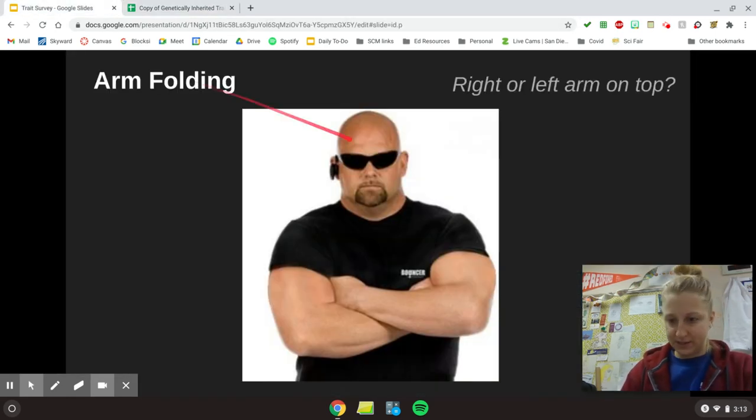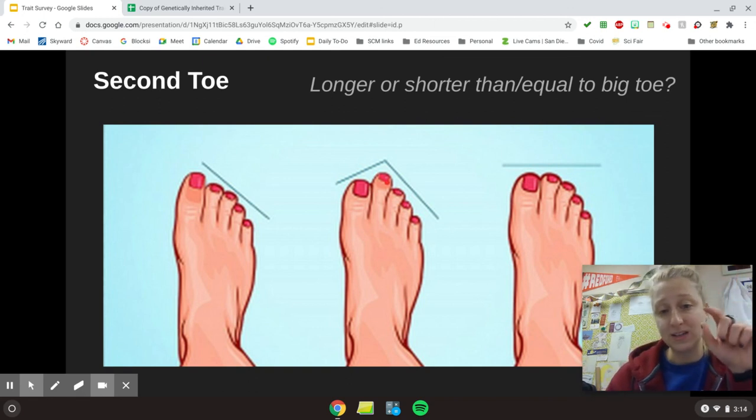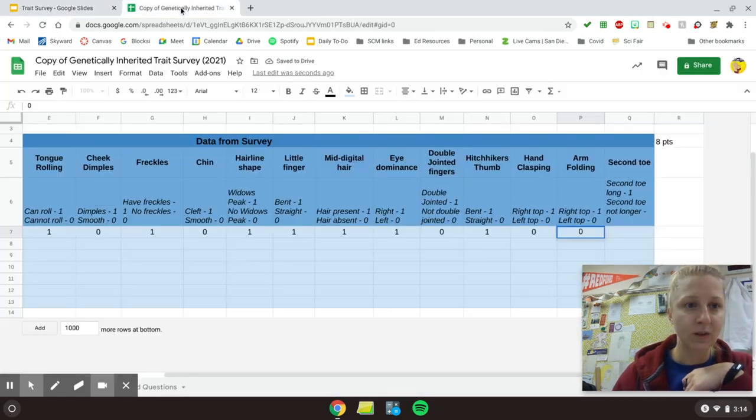And last, but maybe least, is your toes. I don't like feet, probably because I have this type of foot. There are 3 different ways this can show up, but we've got to make it form into 2. You'll either have your second toe longer than your big toe, or it's not. In this case the second toe is shorter, and in this case the second toe is about the same. So that's our 2: either it's longer or it's not. For me, I've got a 1 there.